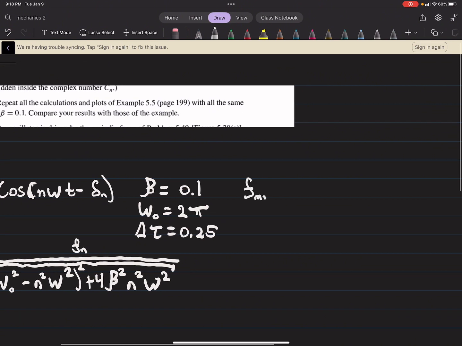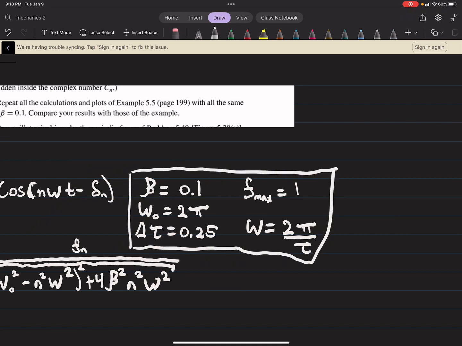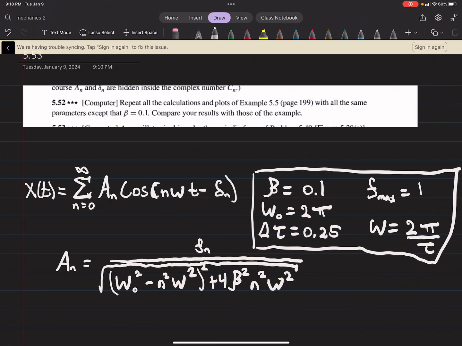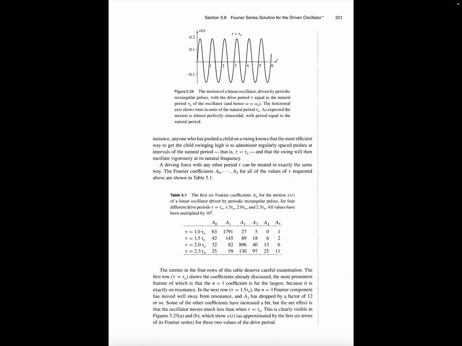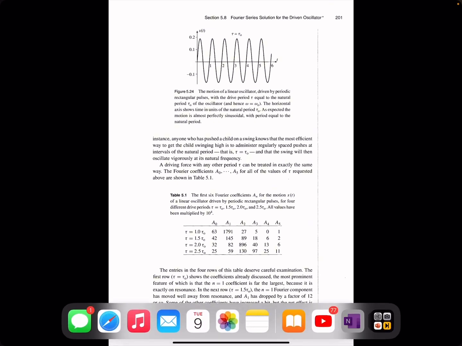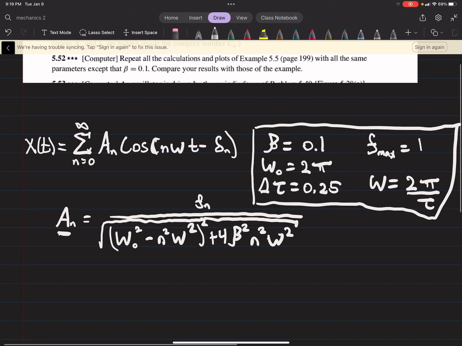We're given an F max, so a maximum value of 1. And we're given an omega value of 2 pi over tau. So these are just some values, maybe I can kind of box these out. Okay. Now, the first thing we're going to do is calculate all our coefficients. And we're going to do so with different taus. And in the example, they have tau equals tau naught, tau is 1.5 tau naught, so on and so forth. So for this value of tau, we'll construct a chart similar to this. That value will change depending on which part of the table we're working on.